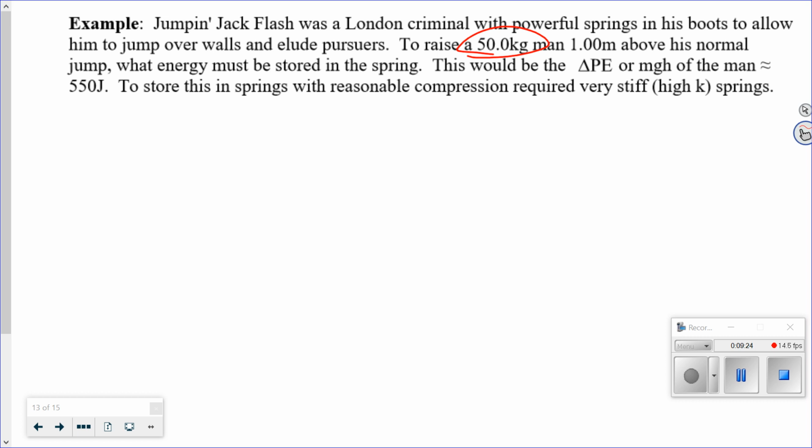If we want to raise a 50-kilo person 1 meter above, just 1 meter, let's start with y equals 0 and the spring compressed. So at y equals 0, we do have some spring potential energy.